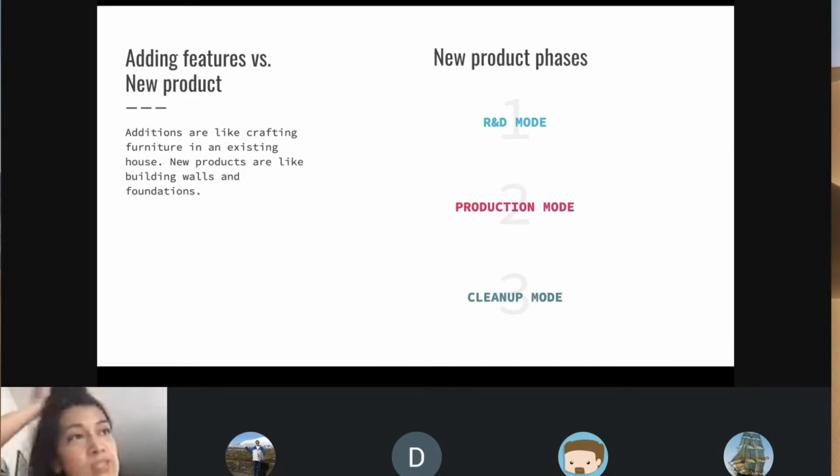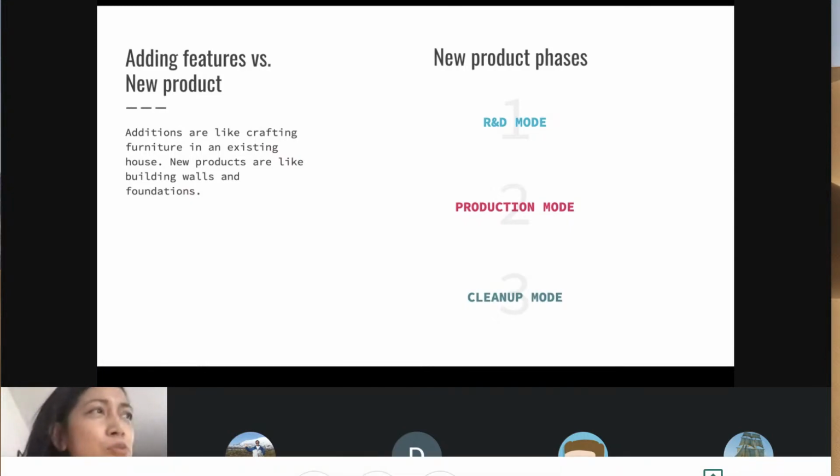They use a house as an analogy for adding features versus creating a new product. They compare adding features to just making a piece of furniture inside a house that already exists, versus creating a new product, where it's more like you're building out the foundations of a new house and laying out the structure.